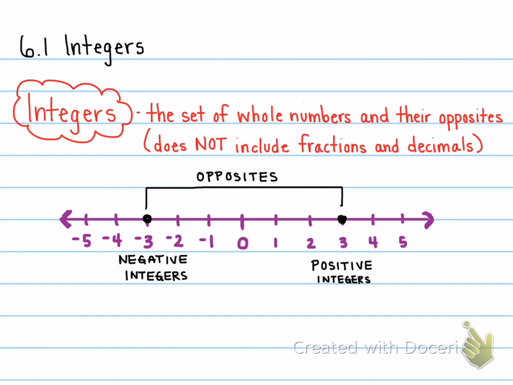Lastly, when we're looking at the number line, we have to think about the number 0. 0's in the middle here. It is still considered an integer, but it is neither negative nor positive.